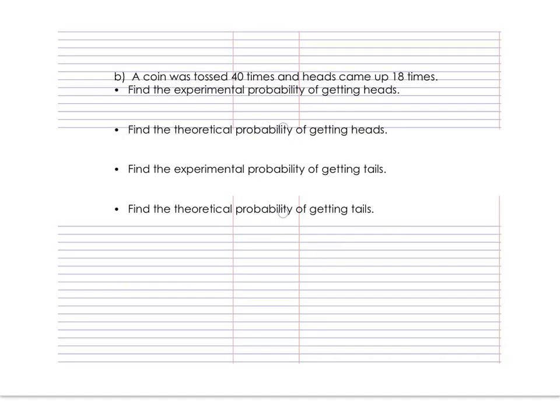Now let's take a look at this one. This one we don't have a table, but it gives us information in that initial sentence. It says a coin was tossed 40 times and heads came up 18 times. So for this one, they tell us the total, because that's how many times we tossed it, and we know that we got a head 18 times. So what's our experimental probability of getting heads? Well, in our experiment, we got a head 18 out of the 40 times that we conducted the experiment.